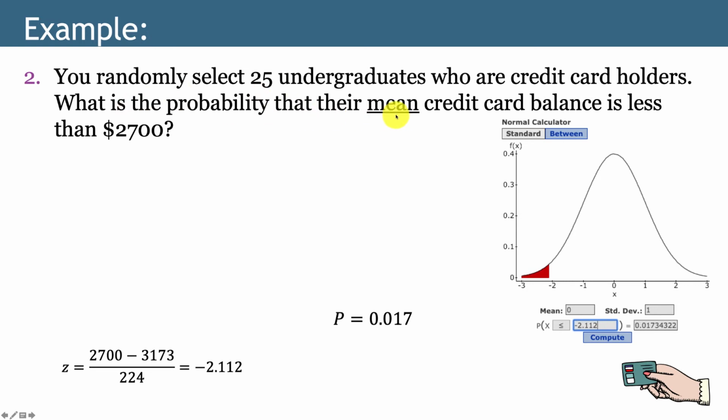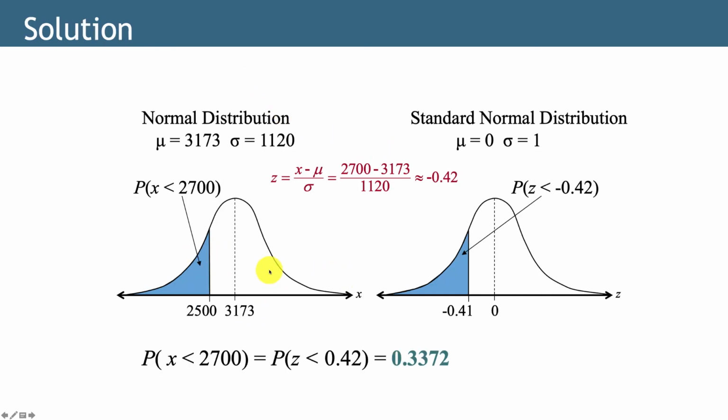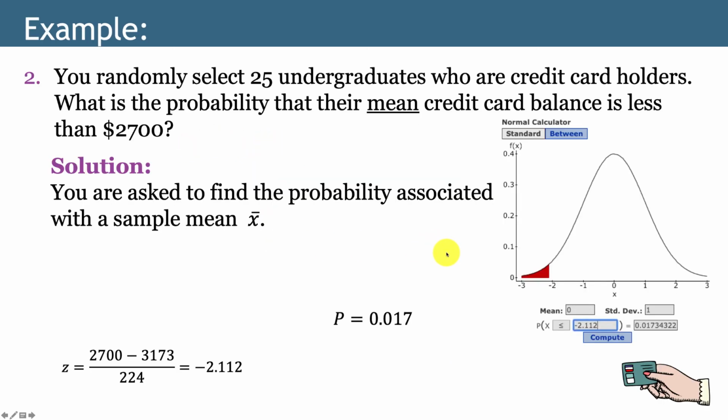Now, number two, let's say you randomly select 25 undergraduates who are credit card holders. What is the probability their mean credit card balance is less than $2,700? Well, this is a mean. A mean of what? A mean of these 25. So that's a sample. So a mean of a sample. So when I do this problem, I need to use a sampling distribution, because this isn't an individual value. Like back here, this was on the original distribution of individual values that had this center and this spread. But this is on the distribution of all those sample means.